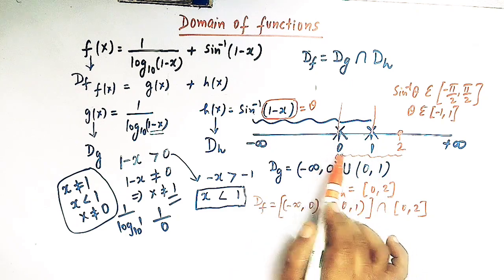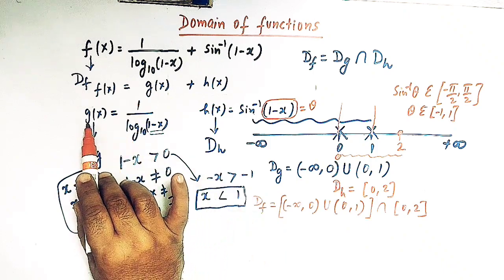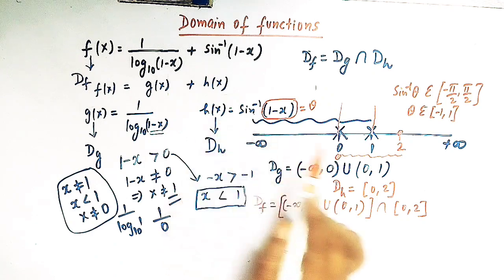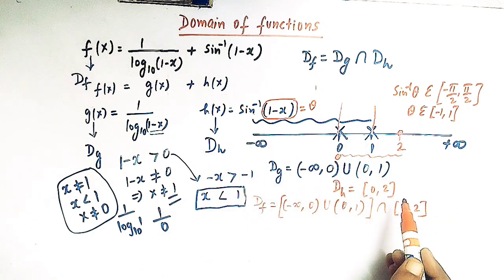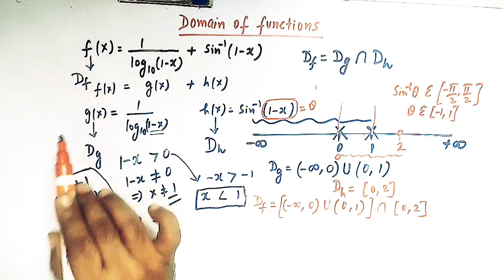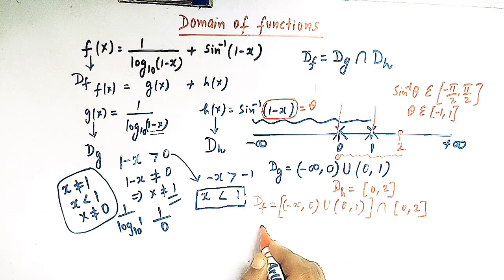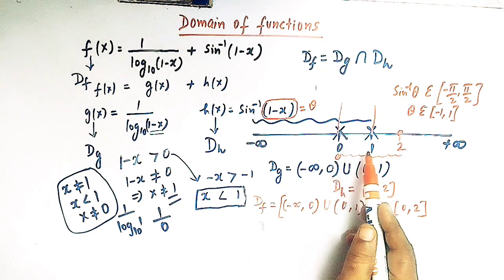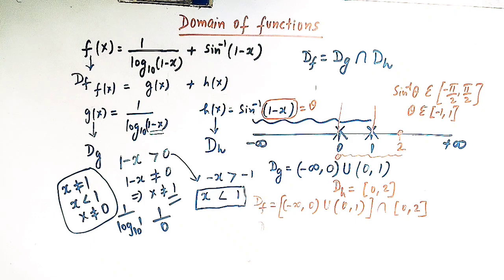But here we have to note that this 0 is not included in the domain of g of x, but 0 is included in the domain of h of x. So we have to discard this 0, right? And similarly 1 is included in the domain of h of x, but it is not included in the domain of g of x. So we have to also discard 1. So we have to take only those values of x which lie in the interval from 0 to 1, and it is open from both the ends.